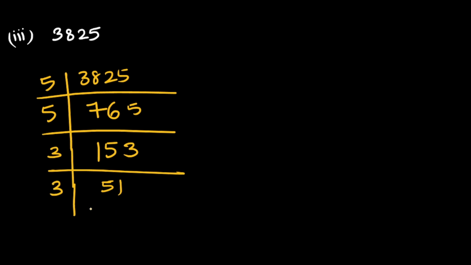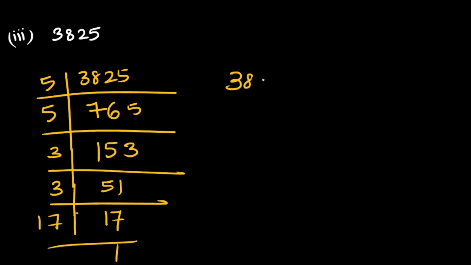So we'll have 3 here, then 51, right? So 3 ones are 3. You have a remainder of 2, then that will become 21. So 3 sevens are 21. We'll have 17. 17 is a prime number. So yes, 3825 can be expressed as 5 into 5 into 3 into 3 into 17. I hope this is clear.